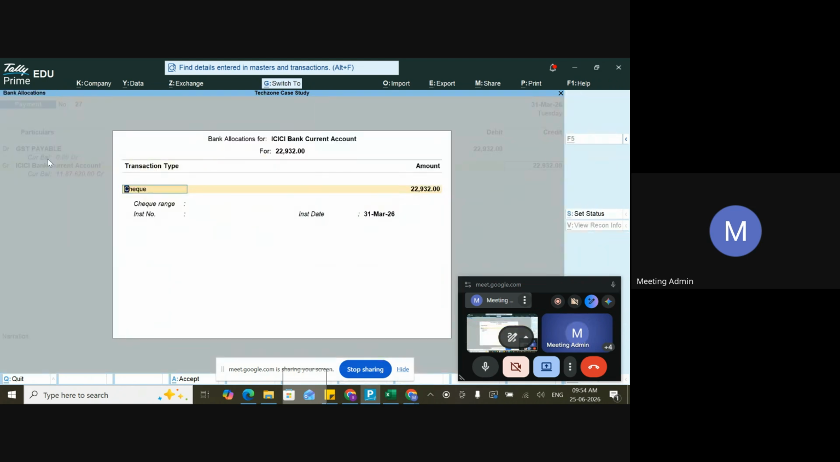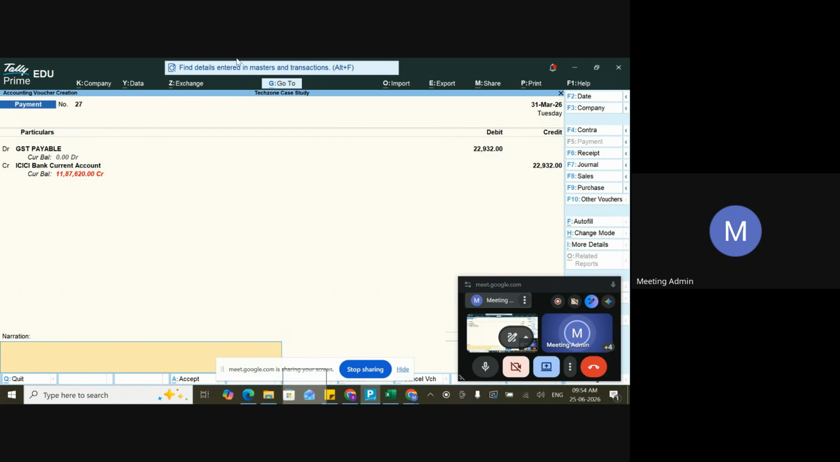Okay. Now on 31st March only we are doing the entry. Now the narration is: GST amount paid to GST department. Clear, guys? Yes, ma'am. You have to pass this entry saying the same thing. Clear? Can I save this?